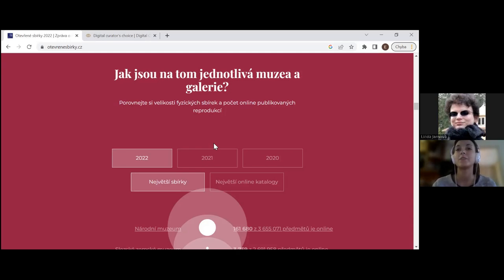And he started to cooperate with us on this last research in 2022. And because we had a few cooperations with institutions such as museums and galleries and libraries and other things, it was easier to get their opinion on digitalization than last year. So now we can look at the research itself so you can see how it looks.